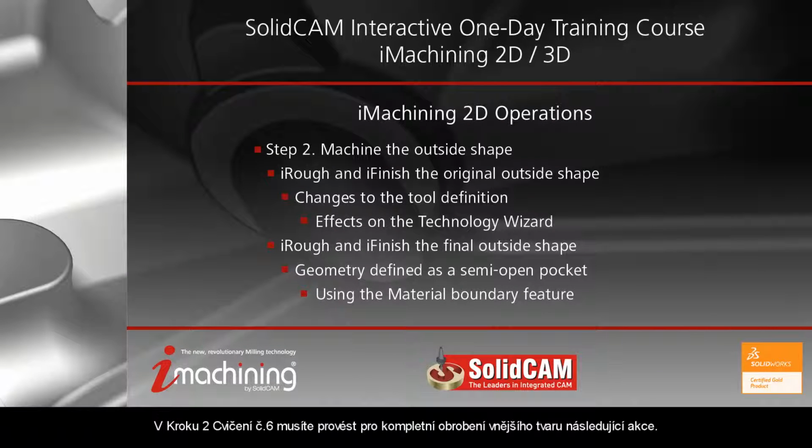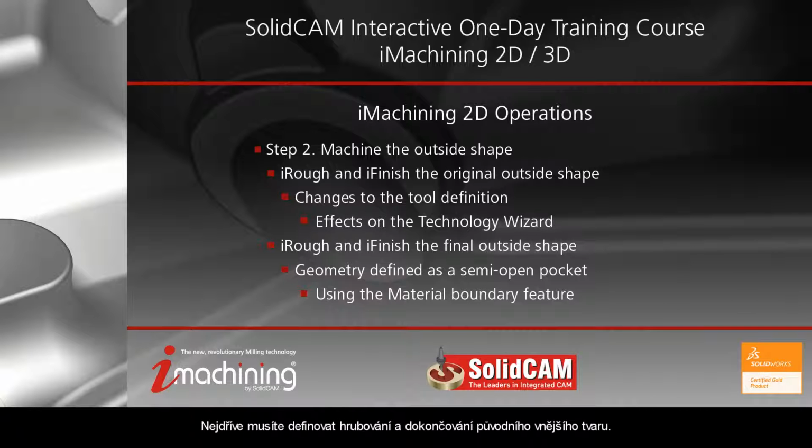In Step 2 of exercise number 6, the following actions have to be implemented to complete the machining of the outside shape. During this step, you will see how making changes to the tool definition has an effect on the technology wizard. Later, the material boundary feature is used to define the machining geometry for the final outside shape.